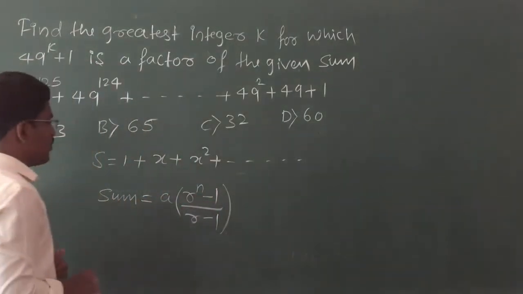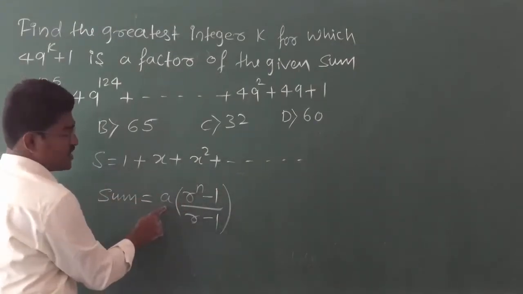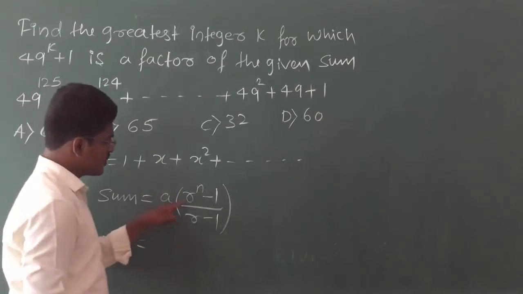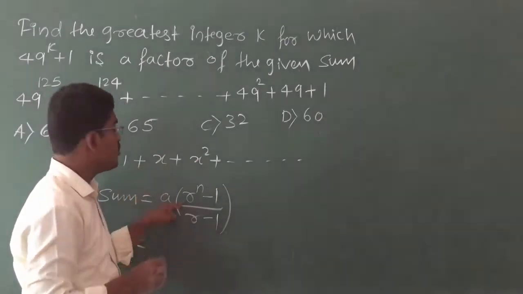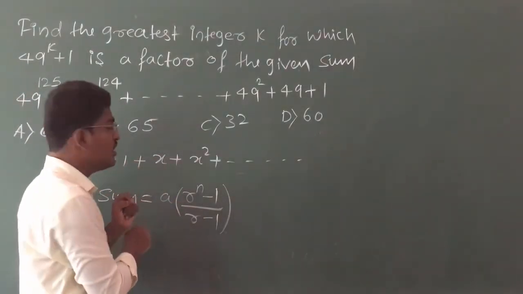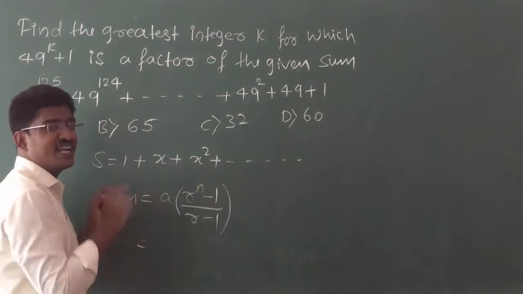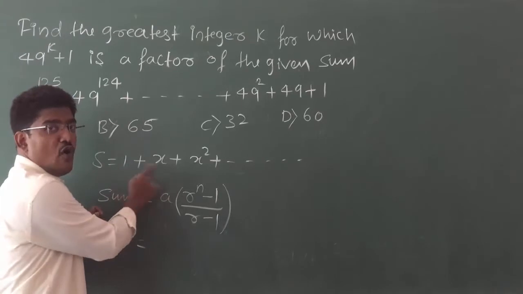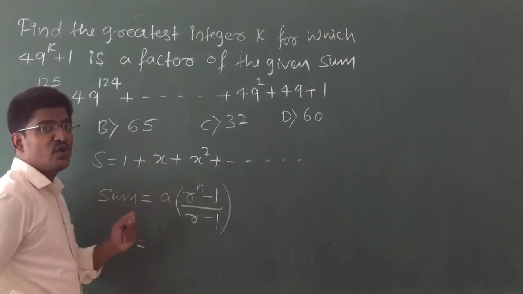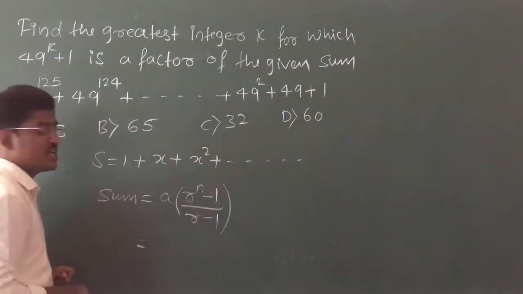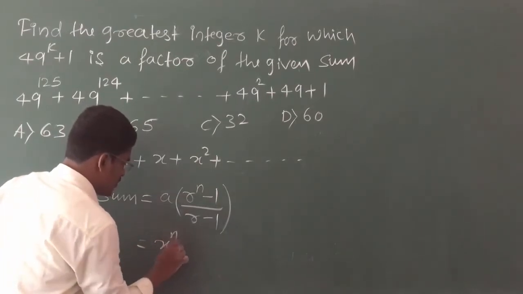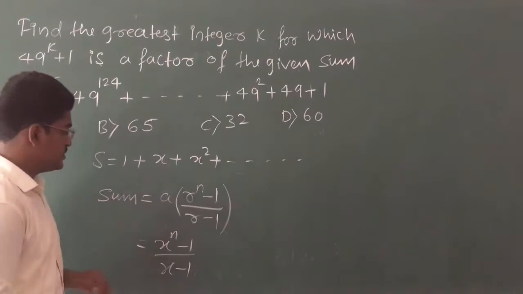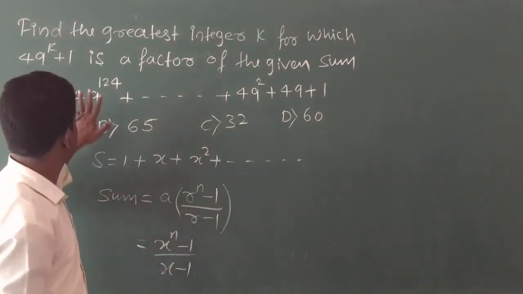Okay. So now if I see this, what is your first term? That is a. A is equal to how much? 1. No problem. Then what is r? R is the ratio of two numbers. Clear? So if you clearly see, the ratio is x. If I take x as the ratio, x to the power of n minus 1 divided by x minus 1. This will be the formula of your sum.